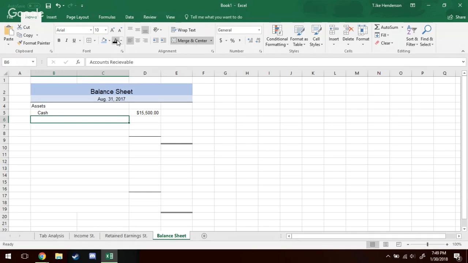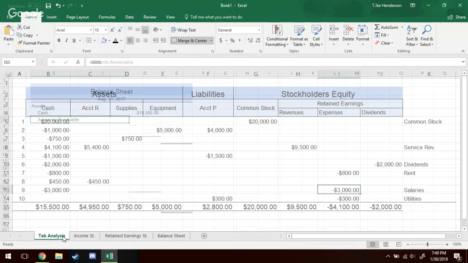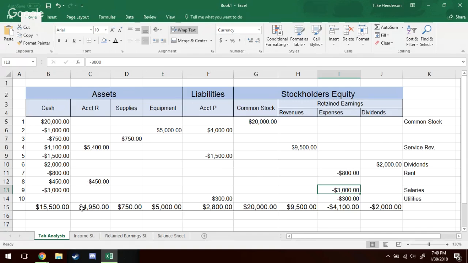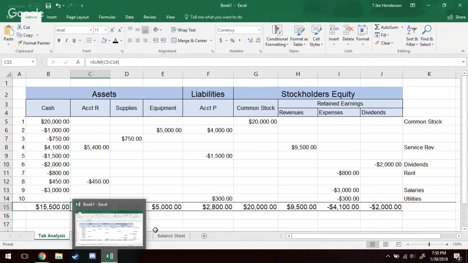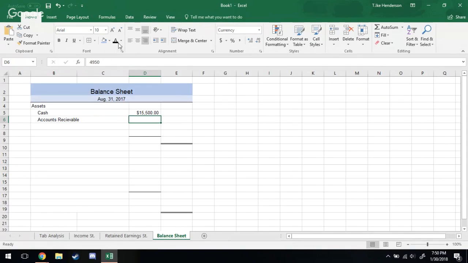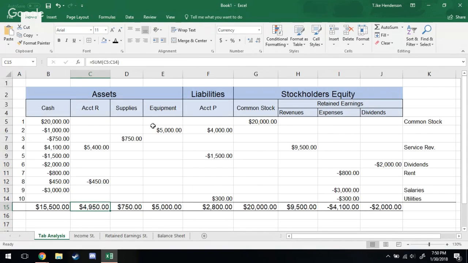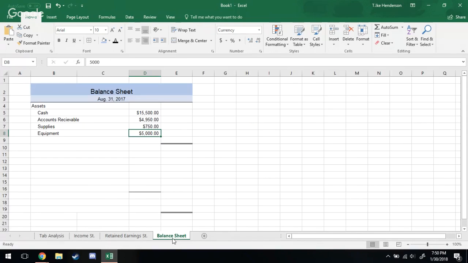Next, we work with accounts receivable, which once again, we come over here to our tabular analysis, $4,950. Next, we will be using our supplies. We will be putting in our supplies account, and that comes out to $750. Once again, that is from our tabular analysis. And finally, our equipment account, which is totaling $5,000. Once again, we get this number from our tabular analysis.